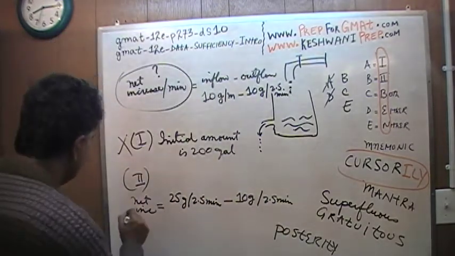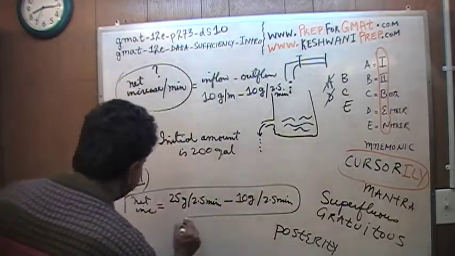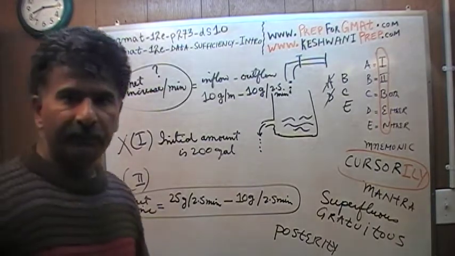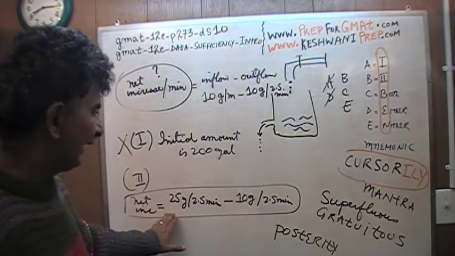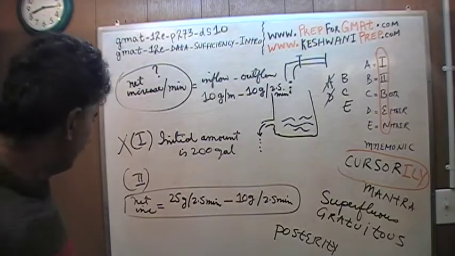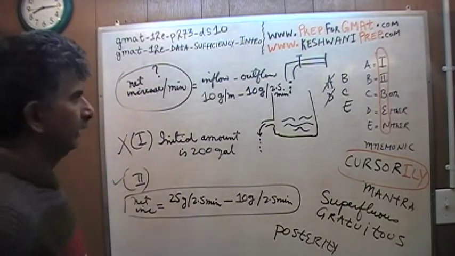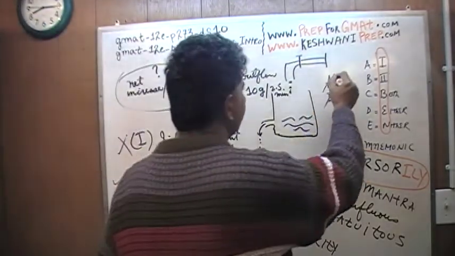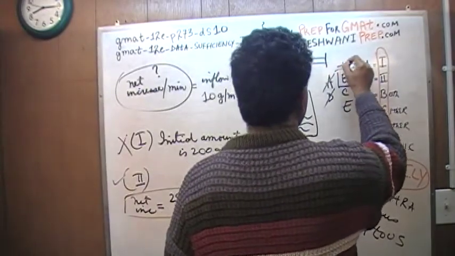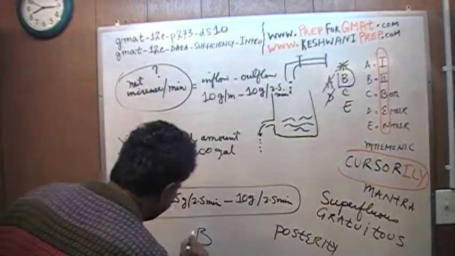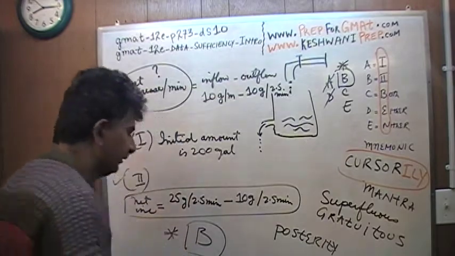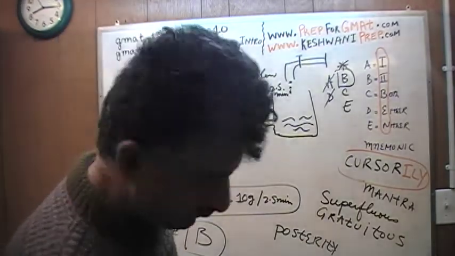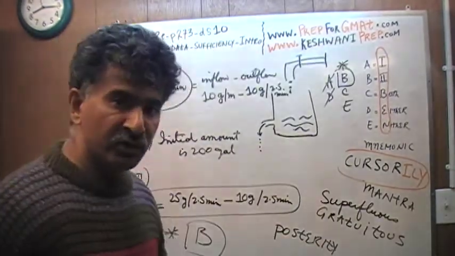Well, there you go. That tells you the net increase. It tells me that the water is increasing in the tank at the rate of 15 gallons every 2.5 minutes. That information is enough. The answer is B. The answer to this problem is B. The second statement by itself is enough. Well, posterity, by the way, means future generations.